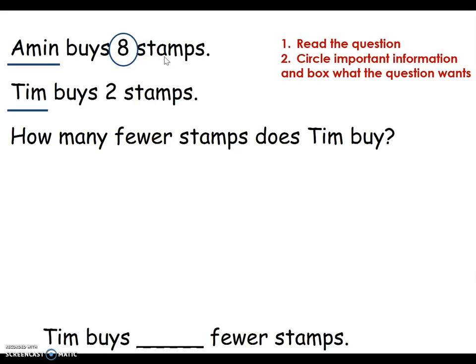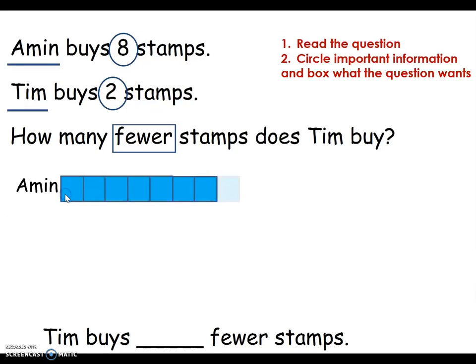Okay, Tim also buys some stamps. How many does he buy? 2. Now, so who has fewer? Tim. Very good. And I want to find how much fewer. Now, here we are looking at comparing, isn't it? They are trying to compare Amin and Tim to see who has fewer, which is Tim, and how much fewer. So we can use pictures or models to help us sometimes. So for Amin, we know that there are 8. Am I right?